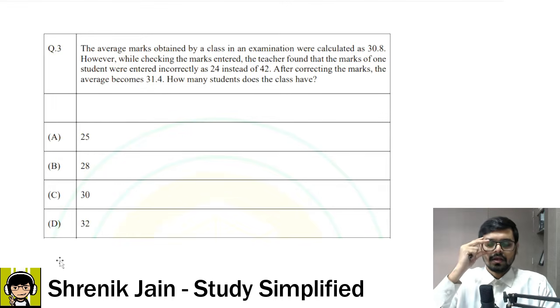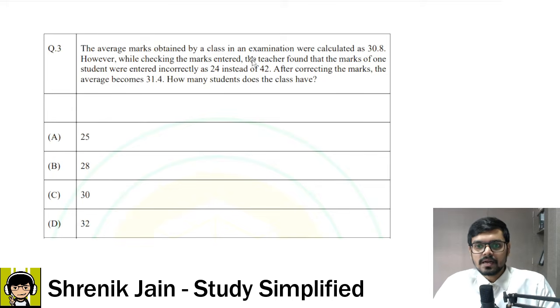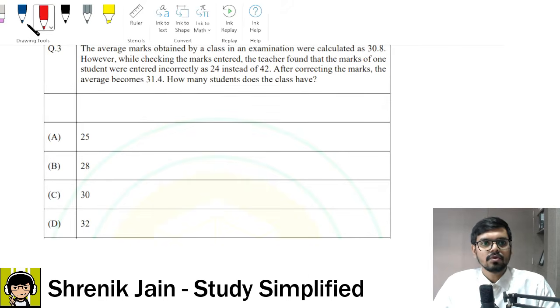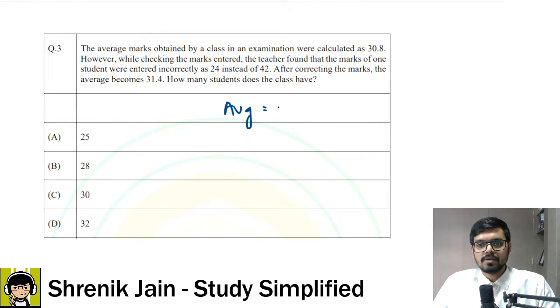Okay. Now see, this question I guess you have tried by yourself. Now it's my turn to solve the question. The question says the average marks obtained by a class in an examination were calculated as 30.8. However, while checking the marks entered, the teacher found that the marks of one student were entered incorrectly as 24 instead of 42. After correcting the marks, the average became 31.4. How many students does the class have? Easy. If you know just this basic concept that average is the sum of the marks divided by total students in the class, you can solve this question.